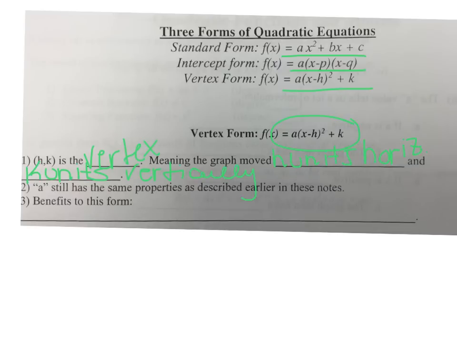A still has the same properties that we've always talked about, that we talked about on the previous page about a being less than 1 and greater than 1 and positive or negative. And the benefits of this form is that you know the vertex. It gives you the vertex.